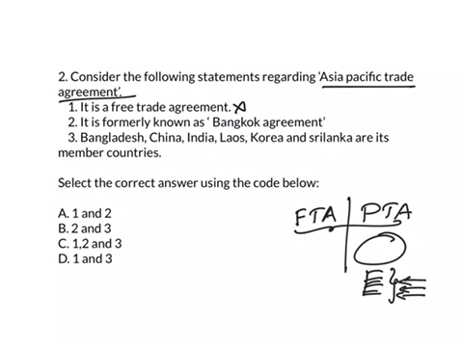And the second statement is, it is formerly known as Bangkok Agreement. This statement is correct. And the third statement is, Bangladesh, China, India, Laos, Korea and Sri Lanka are its member countries. This statement is also correct. So the answer is B, 2 and 3.